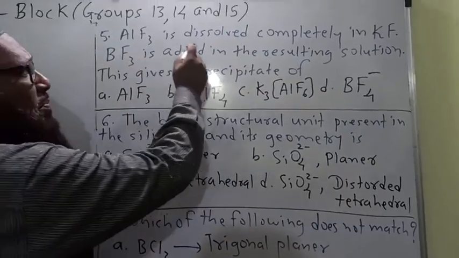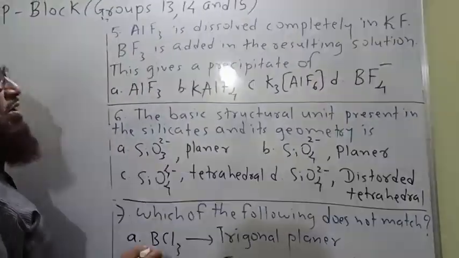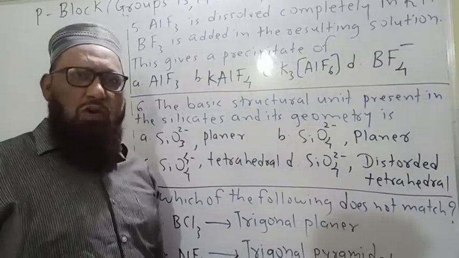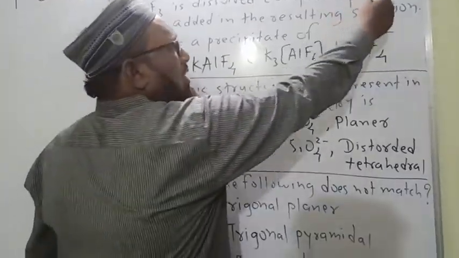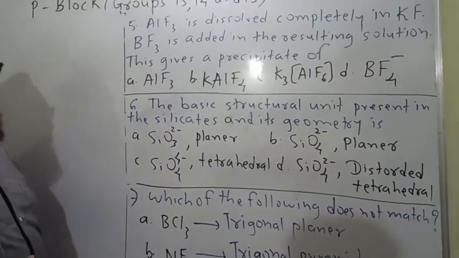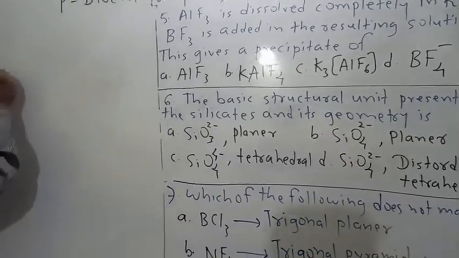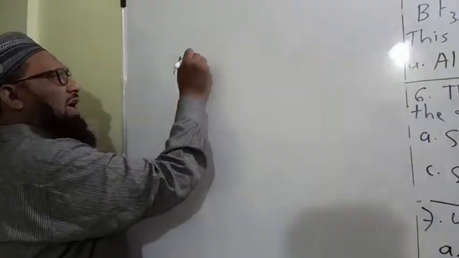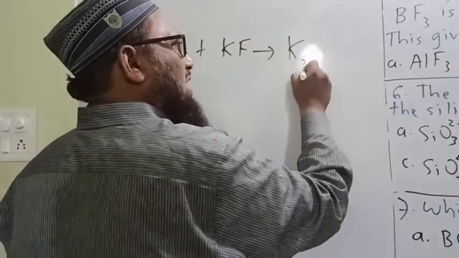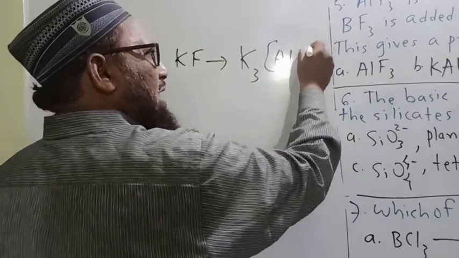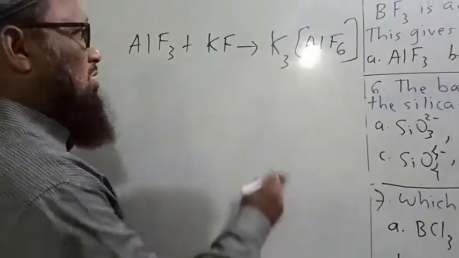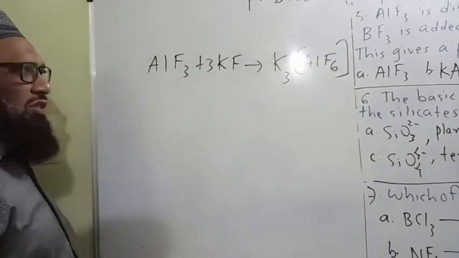Question 5. AlF3 is dissolved completely in KF. BF3 is added to the resulting solution. This gives a precipitate of what? AlF3 dissolves in KF, then we have to add BF3. Then which precipitate do we get? For this we have to write the reaction. AlF3 plus KF gives the complex K3AlF6, potassium hexafluoroaluminate(III). To balance the reaction, we have to write thrice KF.